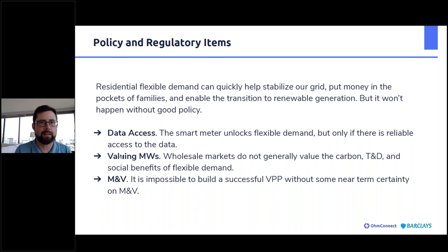Lastly, on value, we're bidding today against natural gas and coal-fired power plants, and we're winning, but we're not getting valued for the transmission and distribution. We're not getting valued for a lot of the other social and other benefits that are there. And I mentioned on the M&V, the calculations and how this gets done, we get counted lots of different ways depending on where we are, and we need that to be stable and consistent. So with that, I will wrap it up and look forward to any conversations afterwards, but I appreciate the time and engagement today.